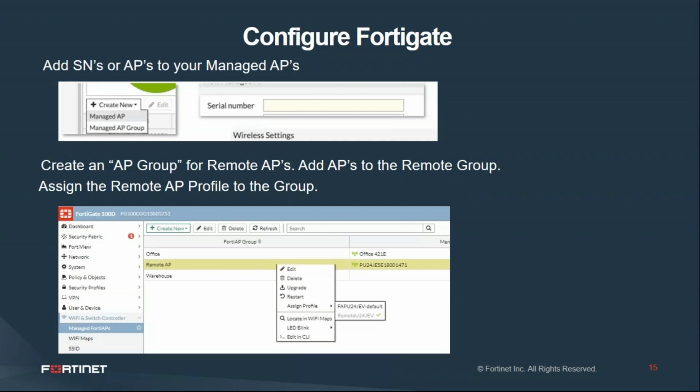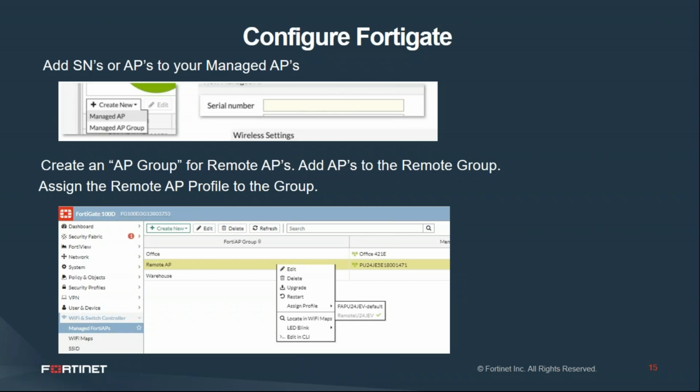You also will want to add the serial numbers of your remote access points into the FortiGate under your managed FortiAPs. Here in the top image, I go to create new managed access point, and I input the serial numbers of the remote access points that I'm sending out to my remote users.